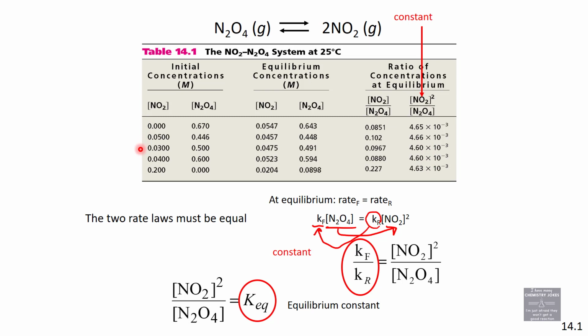Starting with any kind of concentration over here, whether it's none of one thing and lots of the other, some of both, some of both, some of both, some of one and none of the other, it doesn't matter. You're going to establish equilibrium, and at 25, again, temperature is important for equilibrium constants. At 25, this reaction will always have this equilibrium constant.